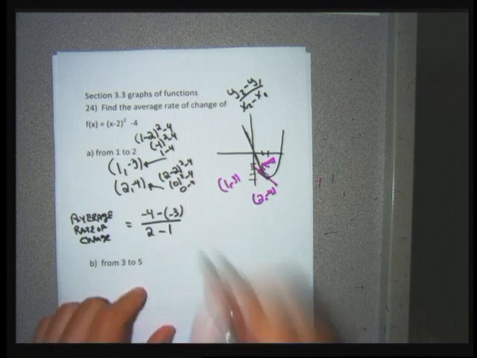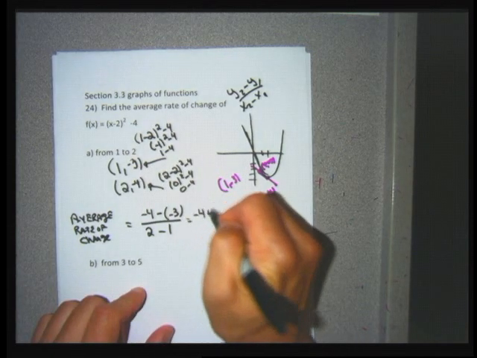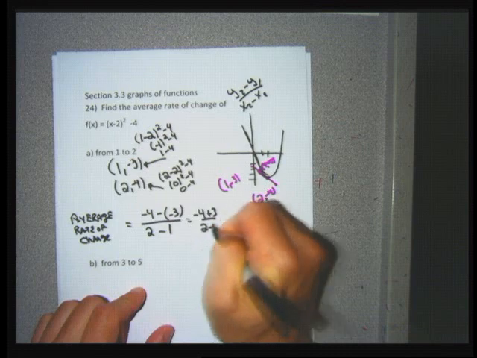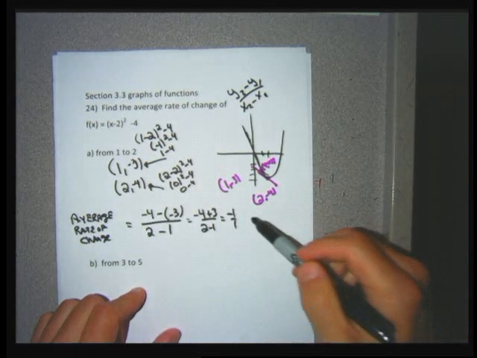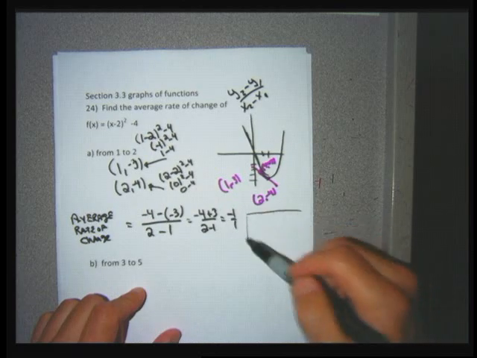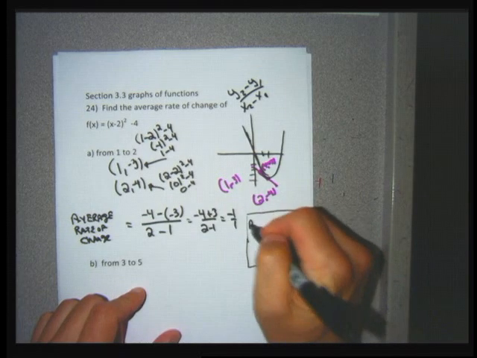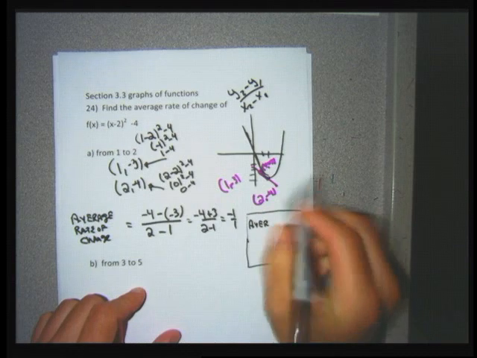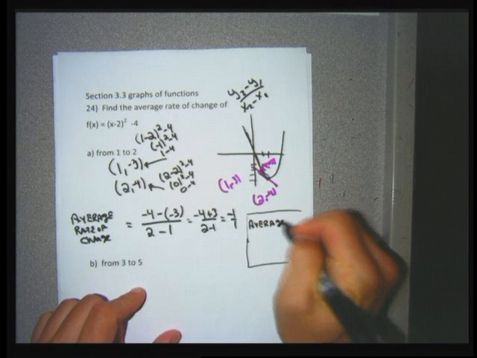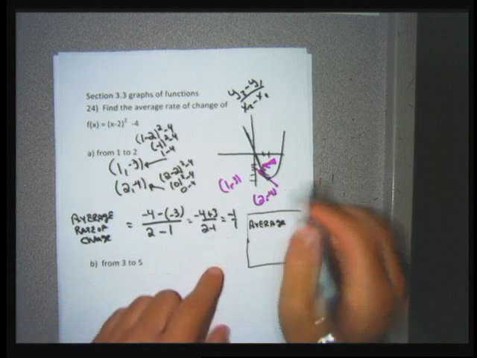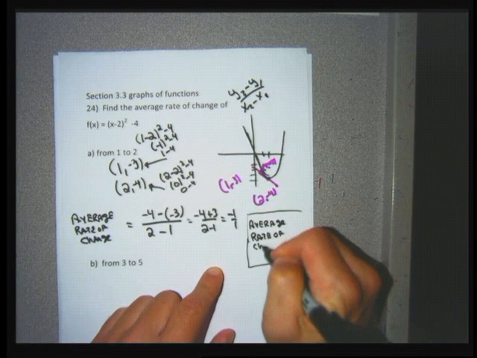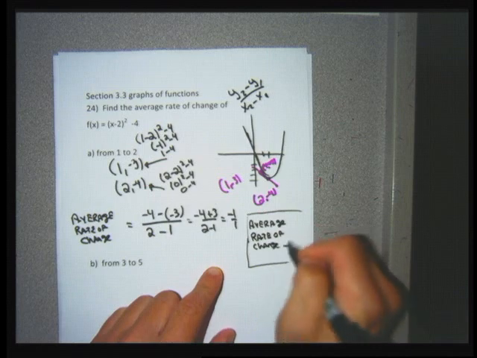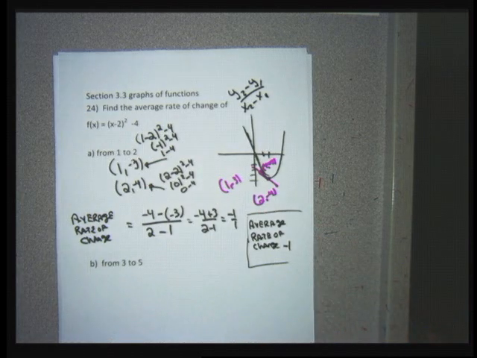If I do the algebra in the numerator, I have a double negative, which I can turn positive. So this is going to give me negative 1 over 1, which is negative 1. The answer to 24a, the average rate of change between 1 to 2, or the slope of that line, is negative 1. So there's a pictorial representation to what I'm doing here, but I don't need the picture to answer the question.